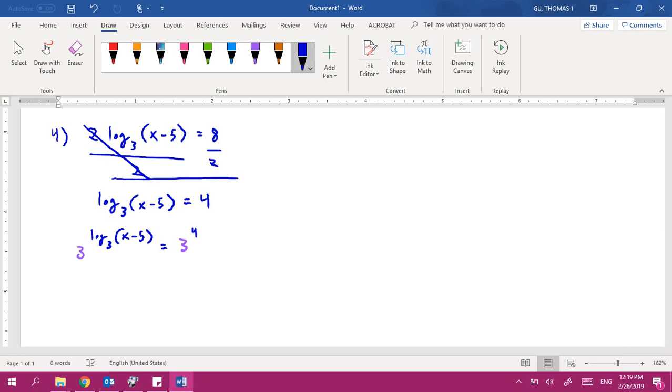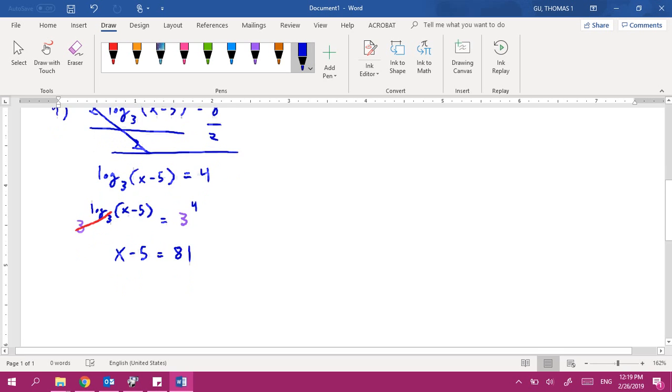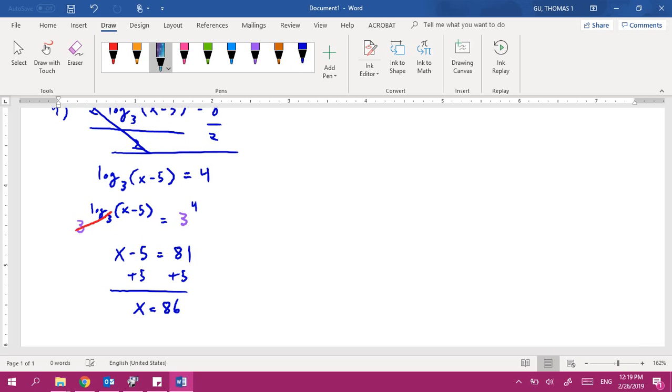All right, and what happens from here? Yeah, 3 to the log base 3 cancels out, so it's going to be x minus 5 equals 81. That's right, actually. Yes, 81. So now we've got one last step. Add 5. That's right, and you end up with x equals 86. Very good.